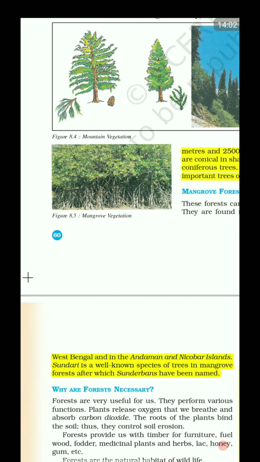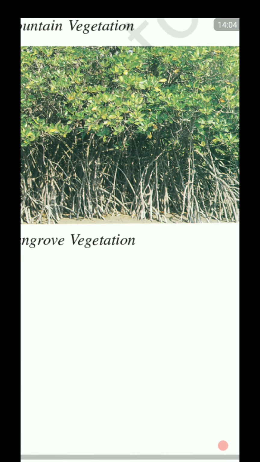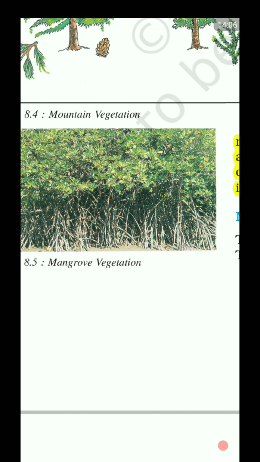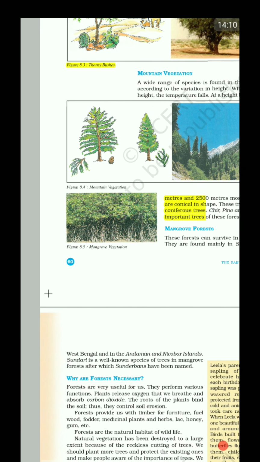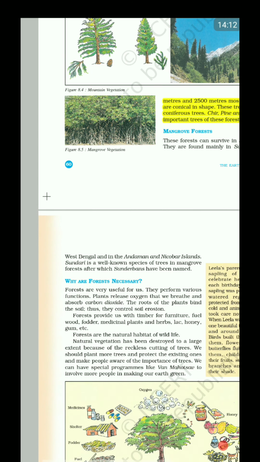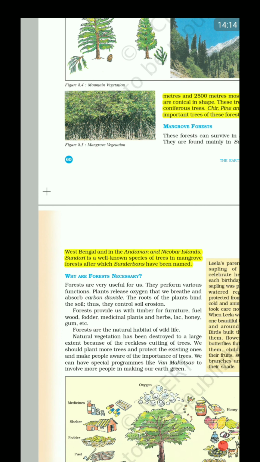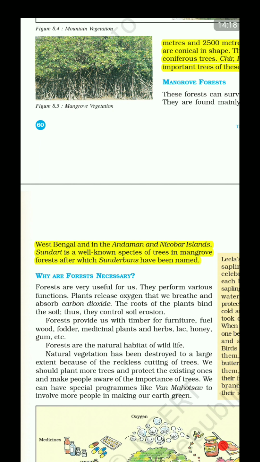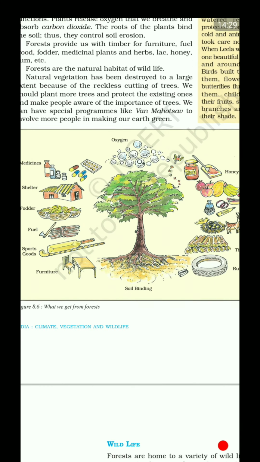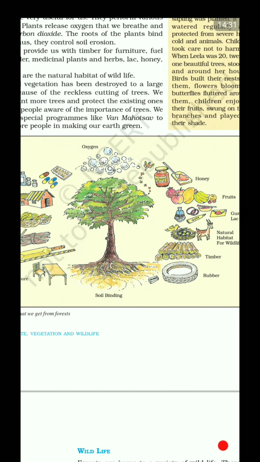What are mangroves? These mangroves are fit to grow even in saline water. What a beautiful thing, right? Sundarban, West Bengal, and in Andaman and Nicobar Islands. That was new information, that even Andaman and Nicobar Islands have got mangrove vegetation. Sundari is a well-known species tree in the mangrove forest, after which the Sundarbans have been named. Okay, interesting information. So here is a complete set of things which forests give.